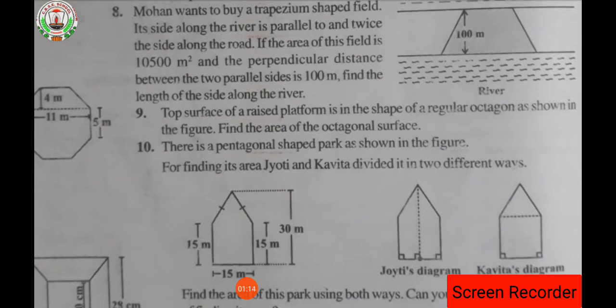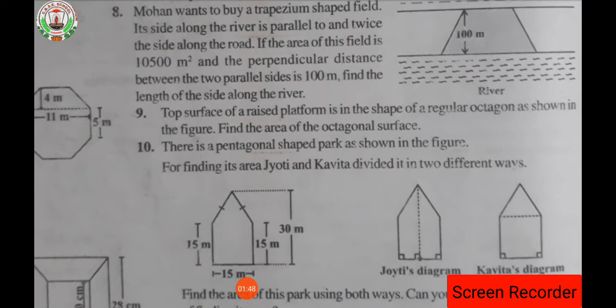Mohan wants to buy a trapezium shaped field. Its side along the river is parallel to and twice the side along the road. If the area of this field is 10,500 meters square and the perpendicular distance between the two parallel sides is 100 meter, that means the height, find the length of the side along the river. Here you have to find the length of the side along the river. Okay, question number 9.